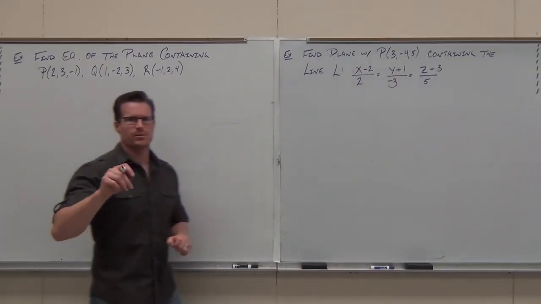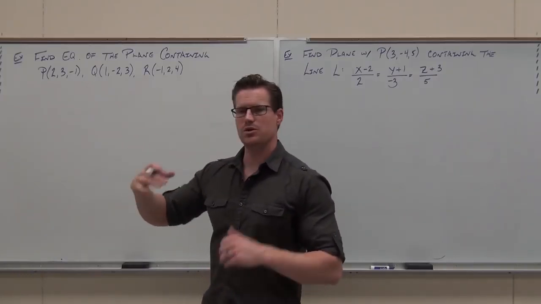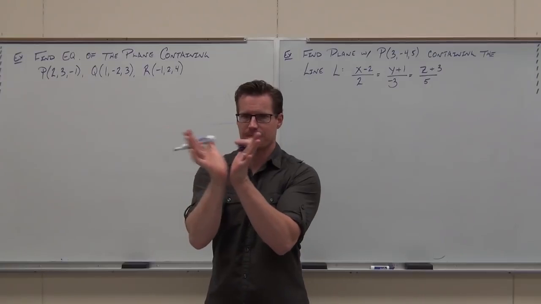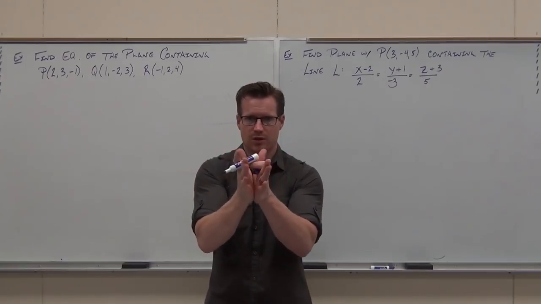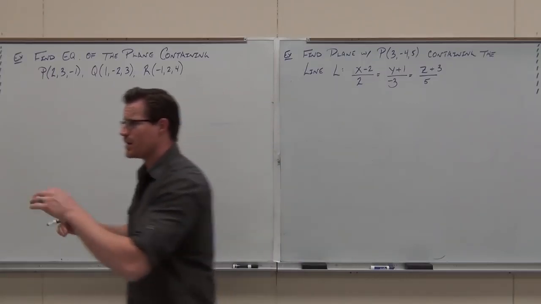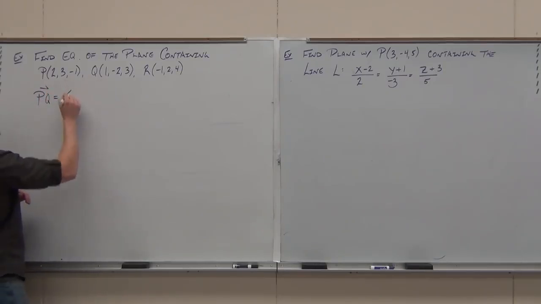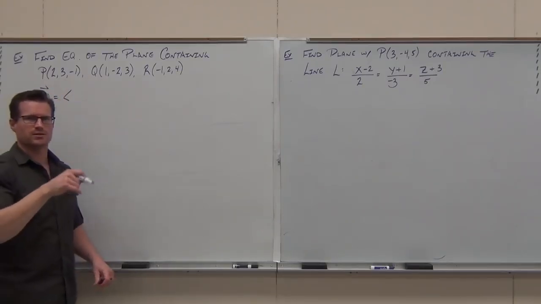There's one advice though. You gotta use the same point twice. So if you're gonna go P to Q, you gotta go P to R because you need that cross product to actually work from that, let's call it a pivot point, okay? From that point P or Q or R, doesn't matter, but I'm going to do it this way. So I'm going to find PQ, that vector from P to Q.